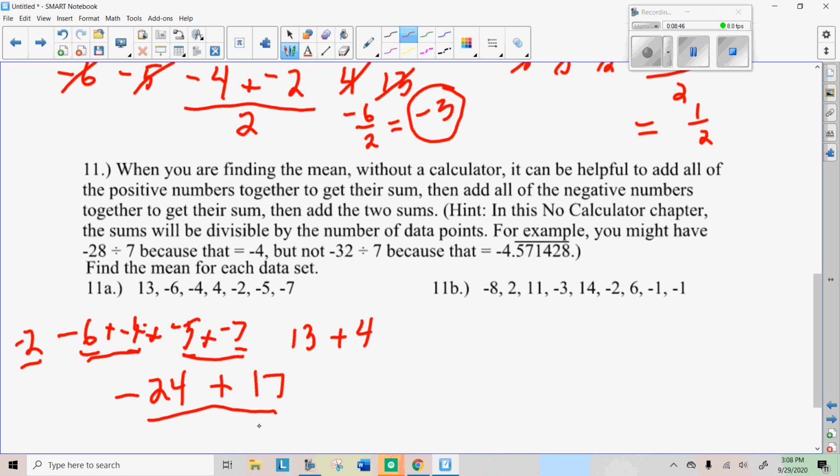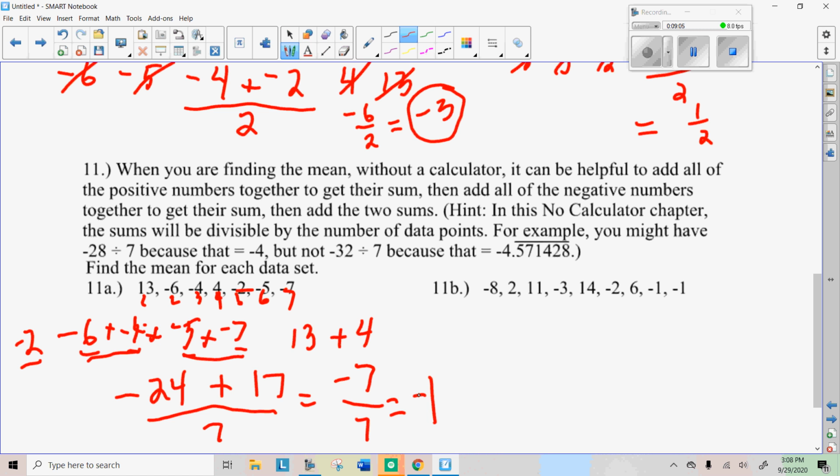I'm going to add those up, and then we have to divide by how many numbers there are. There's 1, 2, 3, 4, 5, 6, 7. Divide that by 7. -24 plus 17 is -7. Divided by 7 is -1. All right, why don't you try that?